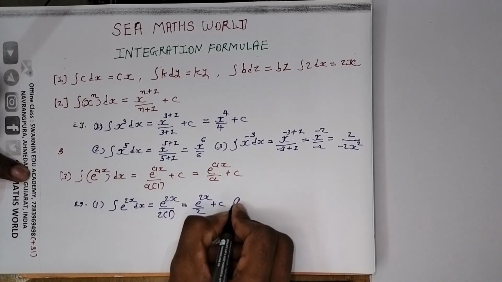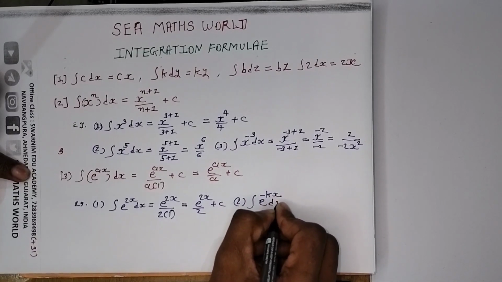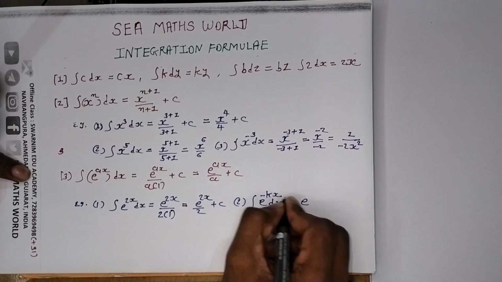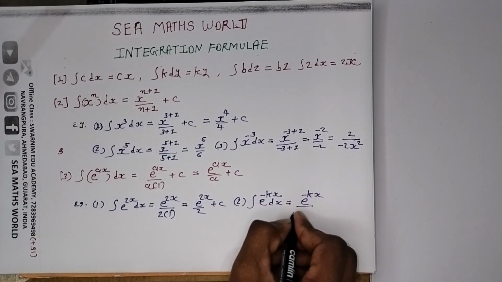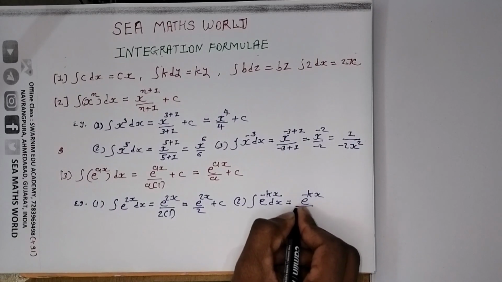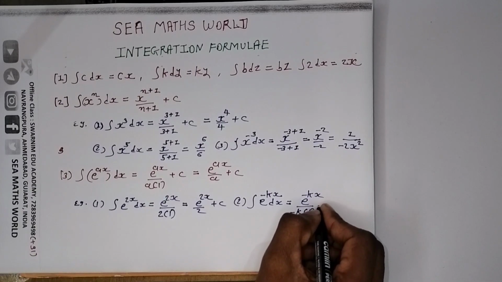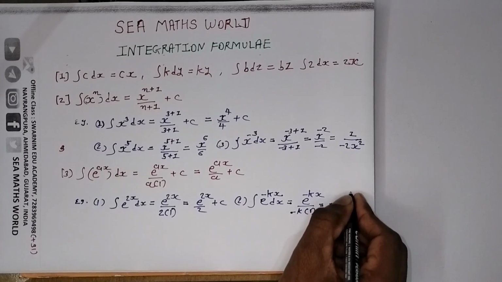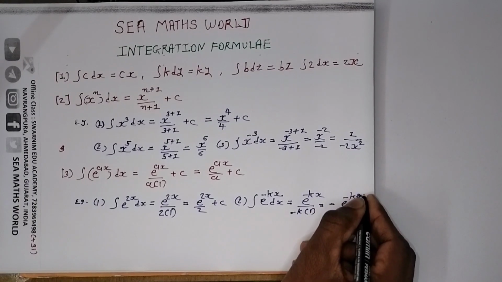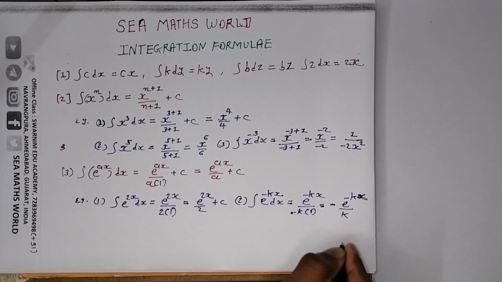One more example, integration of e raised to minus kx with respect to x. So e raised to minus kx as it is, then differentiate that power and put it in division. So minus k as it is, and differentiation of x with respect to x is 1. Taking the minus out, finally e raised to minus kx upon k. You may write e raised to minus kx in division, that will become plus e raised to kx, if you want to write.